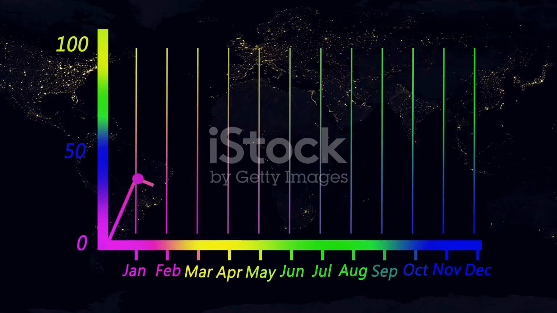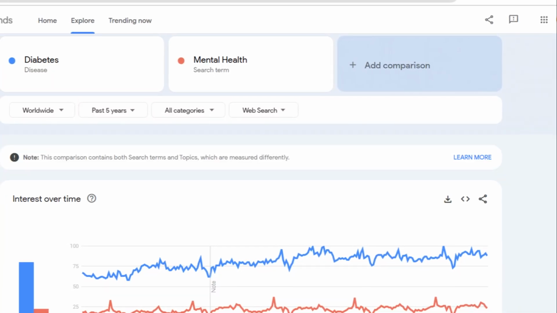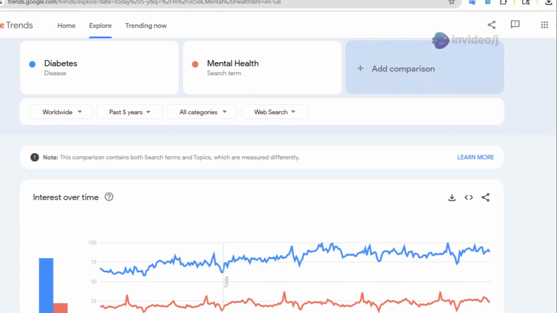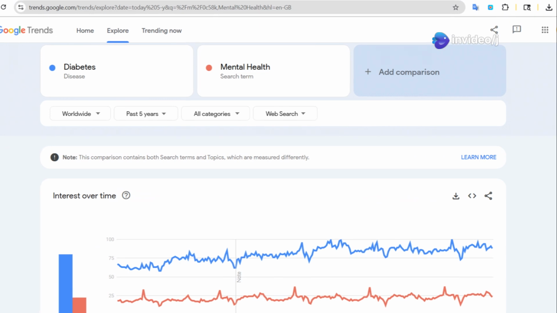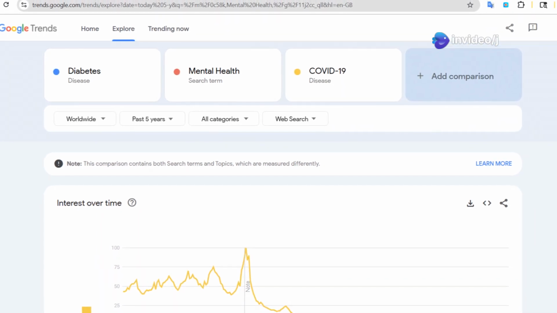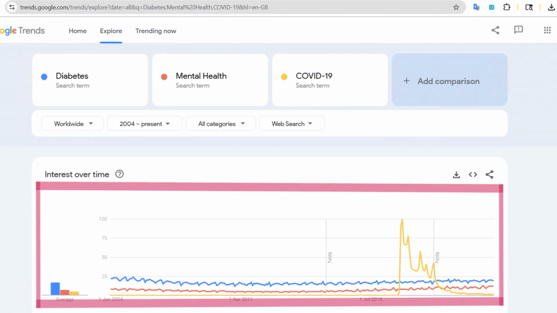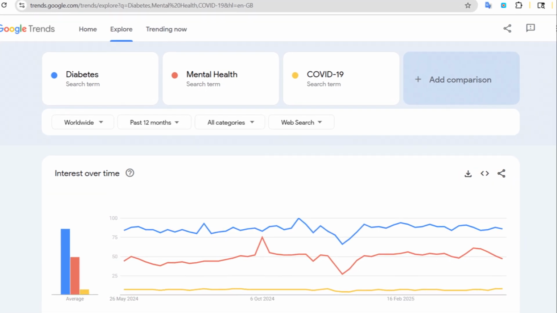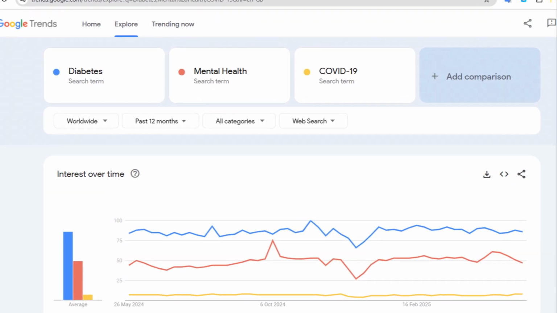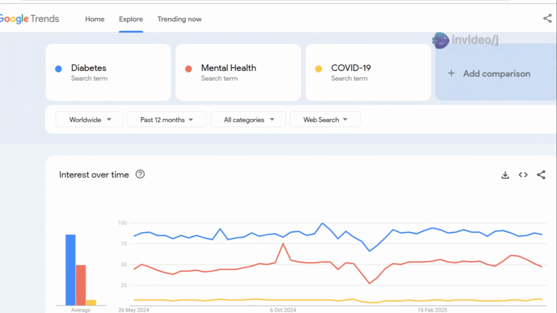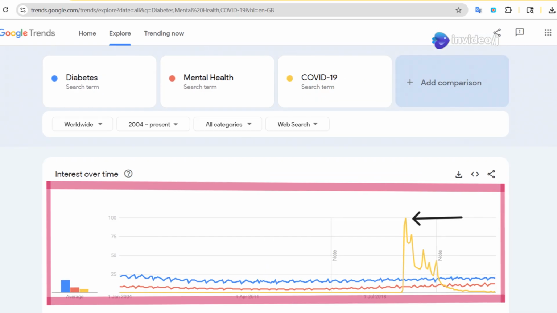Suppose you're interested broadly in public health and want to see what's trending more. In the search box that currently has diabetes, click plus compare and add mental health. Then add a third comparison, COVID-19. Now you should see a multi-line graph with different colors for each term. This multi-line graph shows each term's popularity, helping you spot which topics are more prominent or emerging faster.